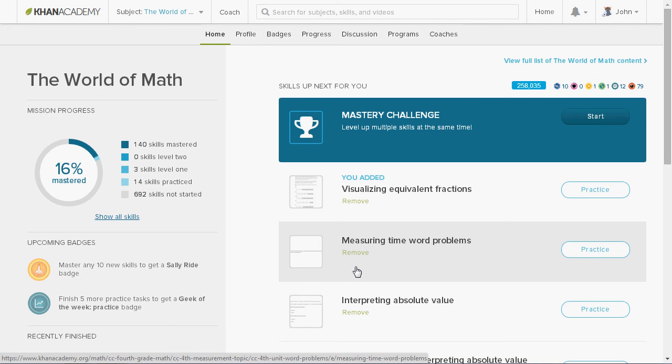Let's see. Oh, we've got quite a lot of mastery adding up, mastery leveling up there, which is useful. I'm quite happy with that. Some of which I hadn't even practiced on here before, so it's quite nice to have those challenges.